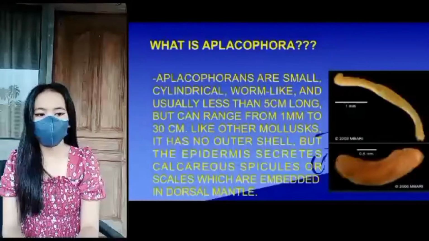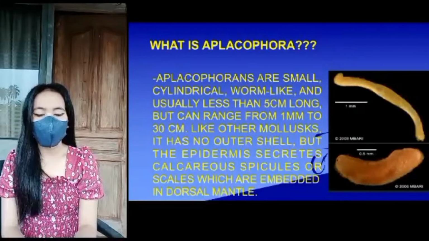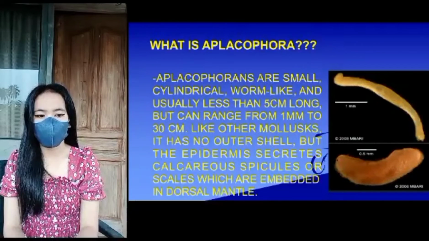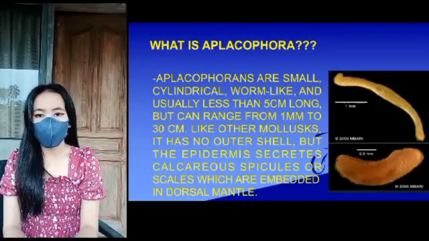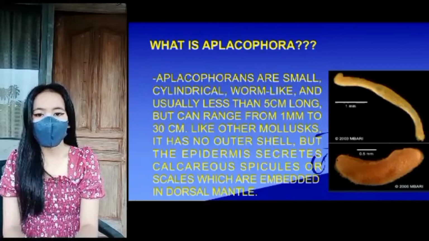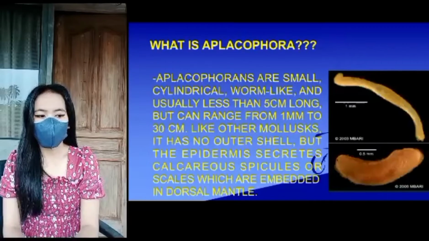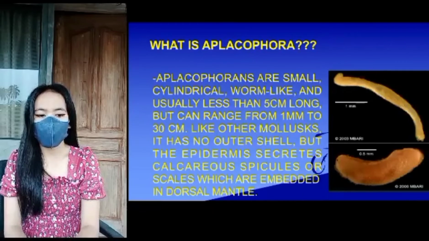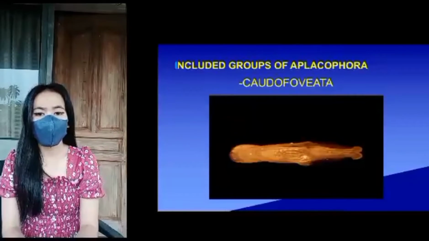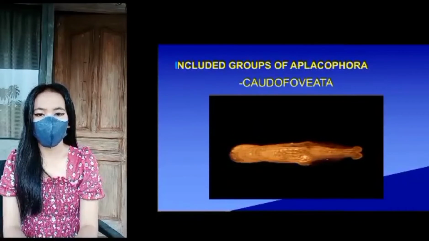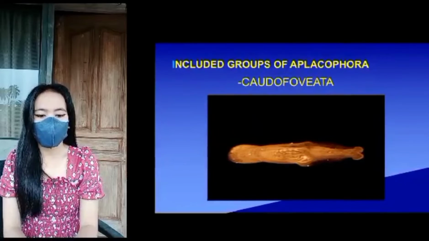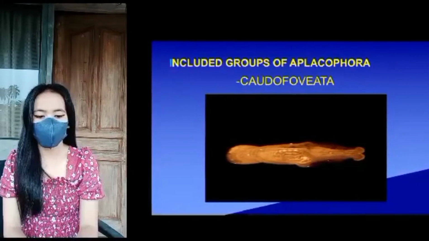So, what is Aplacophora? Aplacophorans are small, cylindrical, worm-like, and usually less than 5 cm long, but can range from 1 mm to 30 cm. Like other mollusks, they have no outer shell, but the epidermis secretes calcareous spicules or scales which are embedded in the dorsal mantle. There are two included groups of Aplacophora, the Caudofoveata and the Solenogastres.